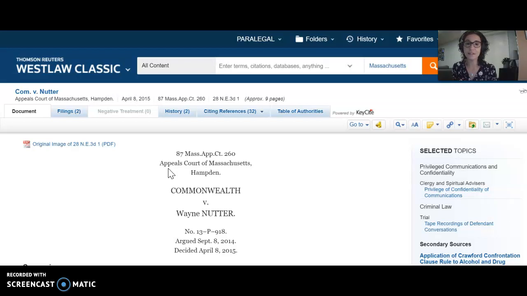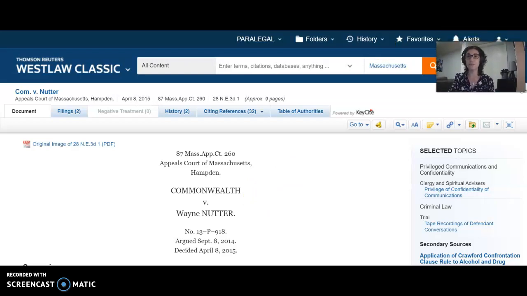This case itself has not been overturned. You can see that Nutter is an appeals court decision, which means there is a higher court above it, the Supreme Judicial Court, but no Supreme Judicial Court decision has overturned Nutter, nor has the legislature made a change in this area of the law. So right away, I can give it a thumbs up.